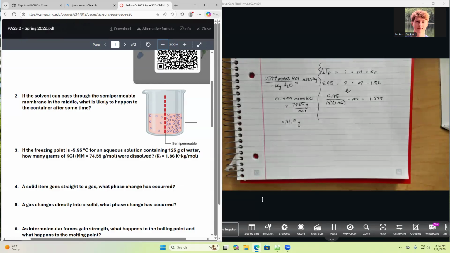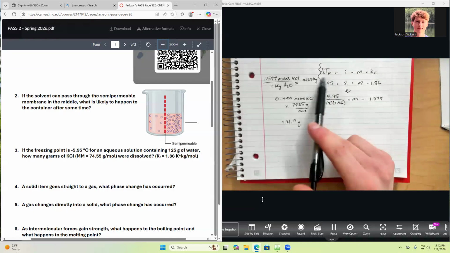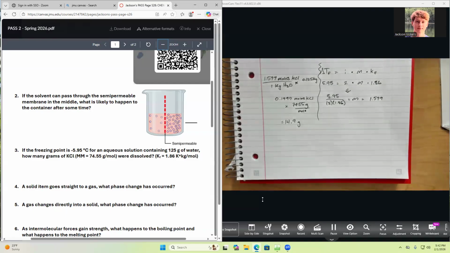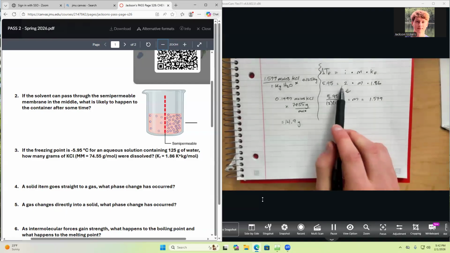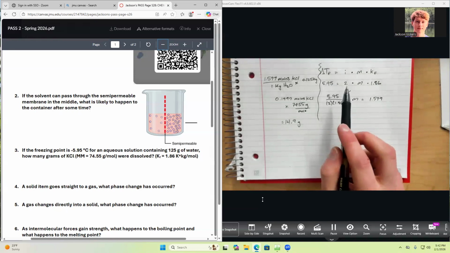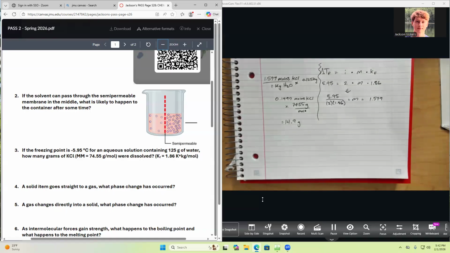But I said that the freezing point is minus 5.95 degrees Celsius. What is the freezing point normally for water? 0 degrees Celsius. So that means that we depressed the freezing point by 5.95 degrees, right? So that means that this value here has to be 5.95. So that's already a little bit of a tricky start, but we got there. And we are trying to solve for something over here. We can find the Van Hoff of KCl. So KCl breaks up into two equal ions, so it's going to be a Van Hoff of 2. Everyone feel comfortable with that part?